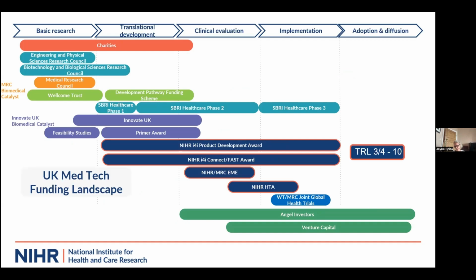And the programme itself has 3 streams. It has Product Development Award, which spans TRL 4 to 10, and Connect, which is where you have to be an SME to lead, and that's a smaller type of programme, and FAST. And I'm going to talk about those in a little bit more detail next.